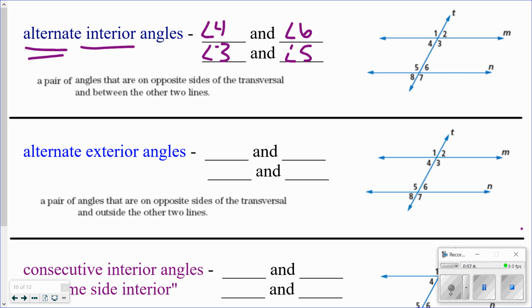Next, we're going to look at alternate exterior angles. Remember, exterior are the angles on the outside of the two lines, M and N, and alternate just means opposite. So if I look at angle 1, which is an exterior angle, the alternate exterior angle would be then angle 7. Now let's look at angle 2. What would be the alternate exterior angle to angle 2? It would be angle 8.